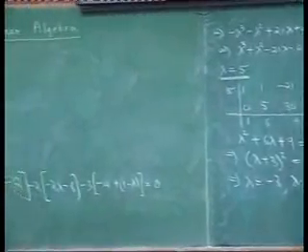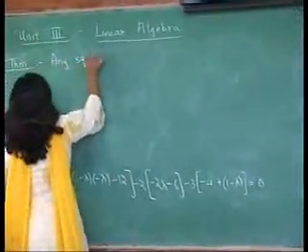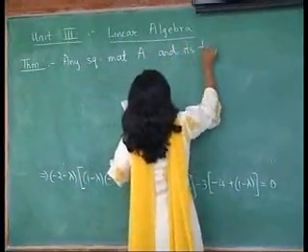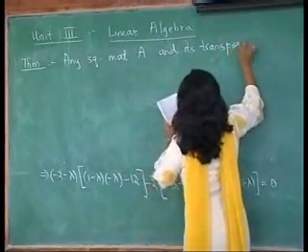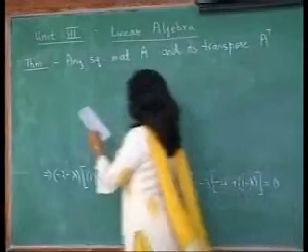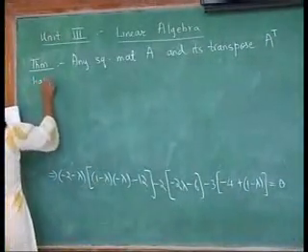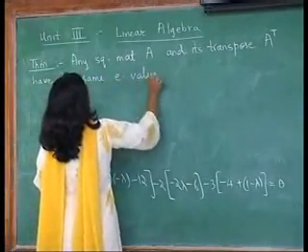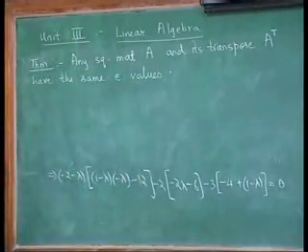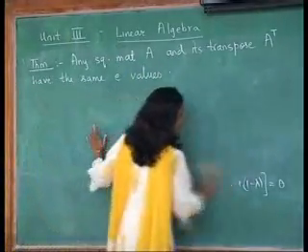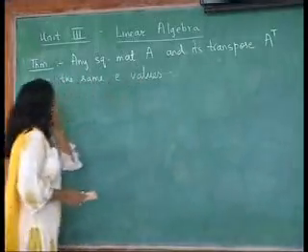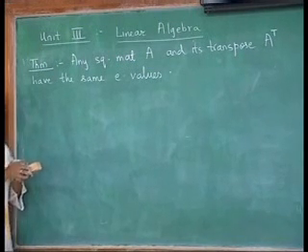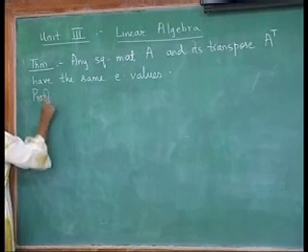The first property is: any square matrix A and its transpose A raised to T have the same eigenvalues. Remember, the transpose of a matrix is obtained by interchanging the rows and columns of A. So this result tells us that for any square matrix, the eigenvalues of A and its transpose will always be the same. Well, it's not really difficult to prove.